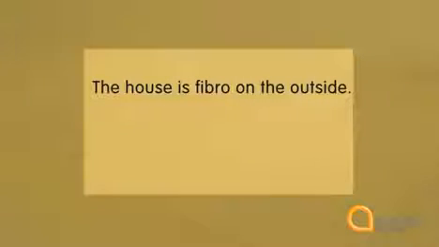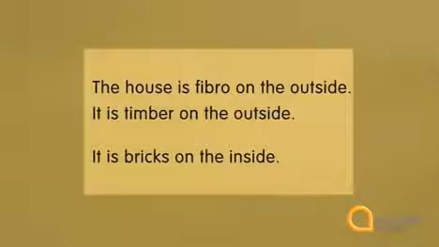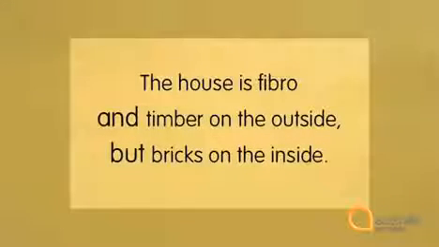The house is fibro on the outside. It is timber on the outside. It is bricks on the inside. Notice that and is used to list similar things, but is used to contrast different items in a list. So we could also say the house is fibro and timber on the outside, but bricks on the inside.